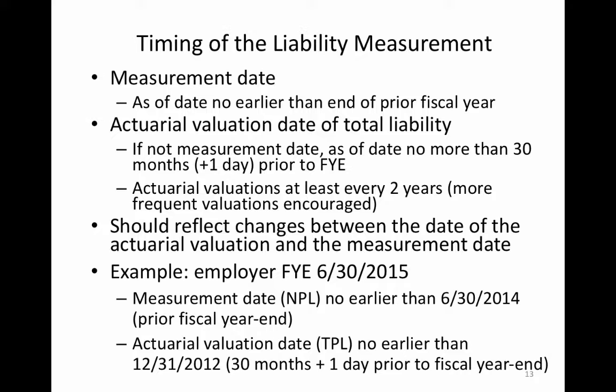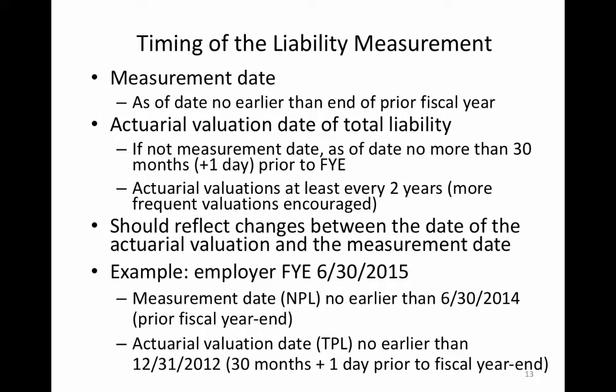The liability that they're reporting should be measured no earlier than the end of the prior fiscal year. So if they're implementing for June 30th, 2015, which for governments with June 30th fiscal year ends was their effective date, most of them used a measurement date 1 year prior. They used the full offset of June 30th, 2014. That still is 2015's liability.